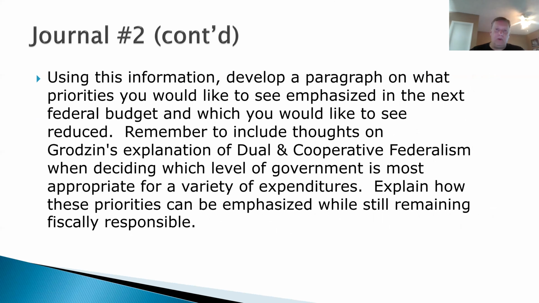So given all this and using this information, just develop one paragraph. So this is a very brief journal entry, but one paragraph on what priorities you would like to see emphasized in the next federal budget. Again, if you look at the calendar and see where we're at now, we're currently in the implementation phase for this fiscal year. The new budget for the new fiscal year technically should be done by September 30th. It's not going to be, I guarantee you that, but it technically should be done by September 30th. So think about that budget for the next fiscal year.